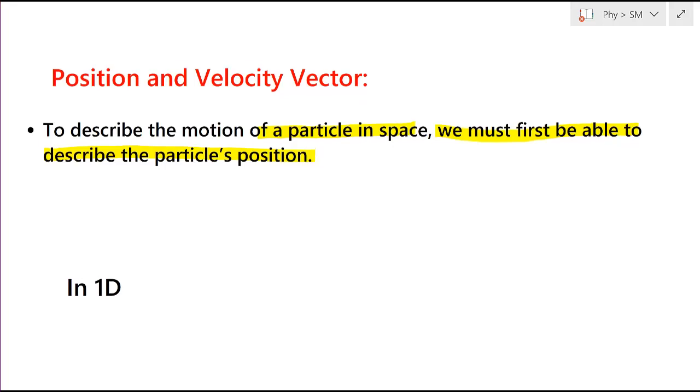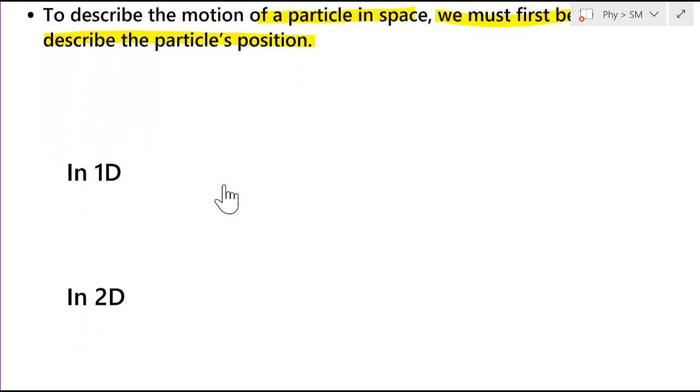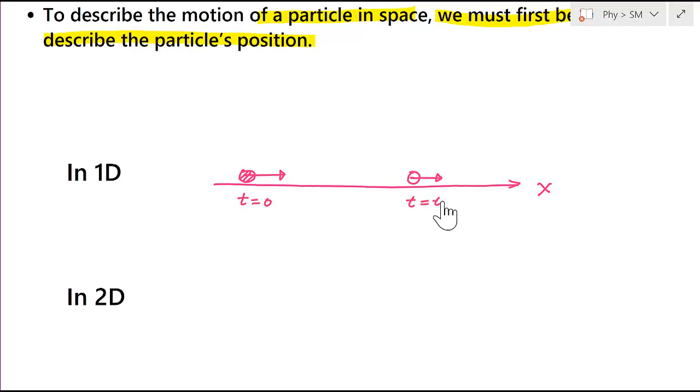For example, if I have an object moving in one dimension, this is my x-axis. The object is moving in the x direction. This is my object, and at some point of time the object is here. So this is t equals 0 and this is t equals t1, and this is x equals 0 and this is x equals x1. So this is the position vector. I can say the position of this object at t equals t1 is x equals x1. In this case this is the vector.